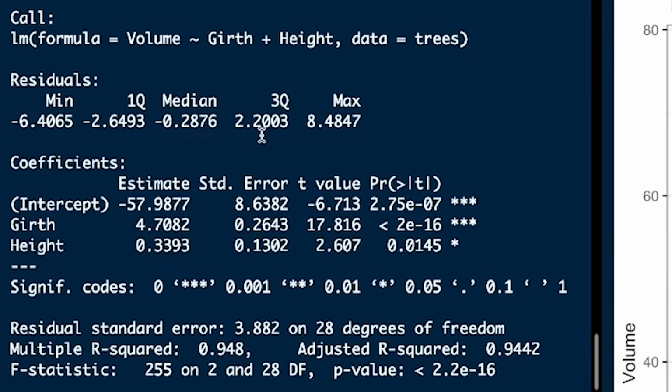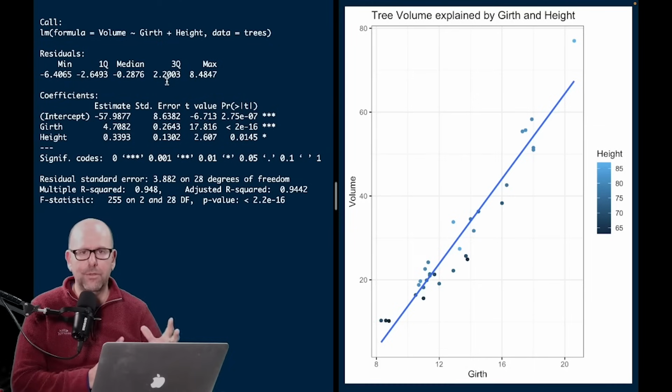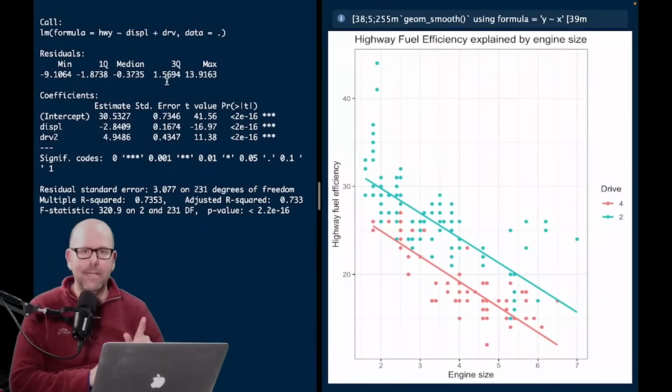No problems there. This is now multiple regression, not simple regression, so we use the adjusted R squared, which is 0.94, which means 94% of the change in volume of the trees can be explained by girth and height, or the combination of those two explanatory variables. Okay, happy days. Now let's add in, instead of adding in a numeric variable, let's add in a categorical variable.